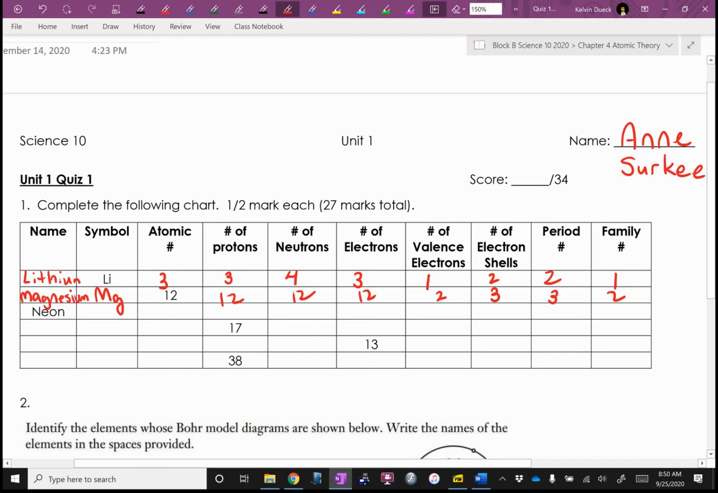If I make a mistake, let me know, because I'm kind of going from memory. I have my periodic table buried.